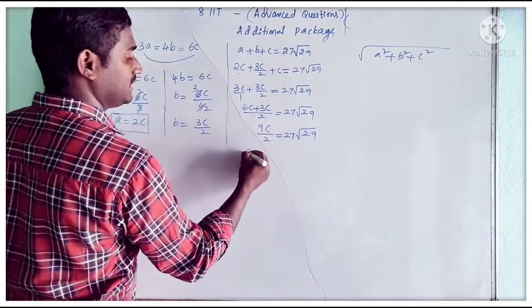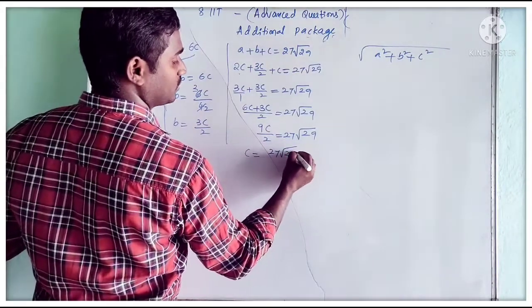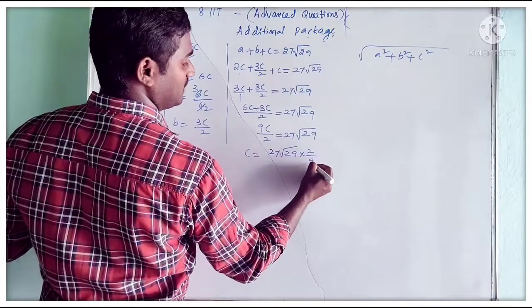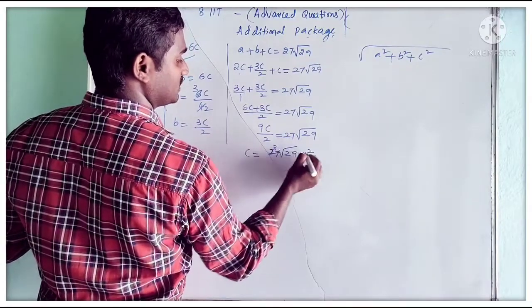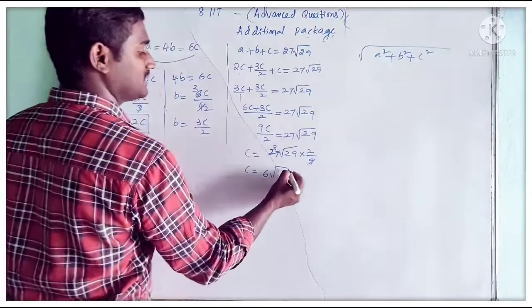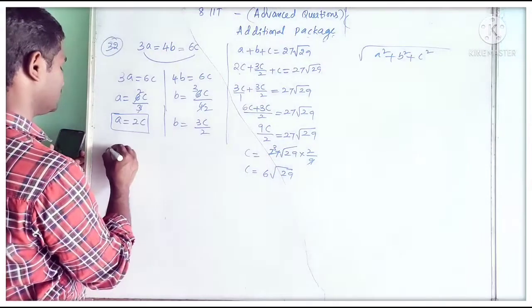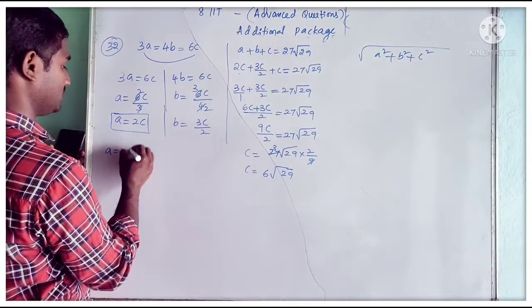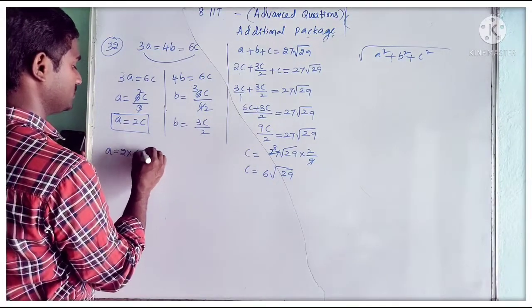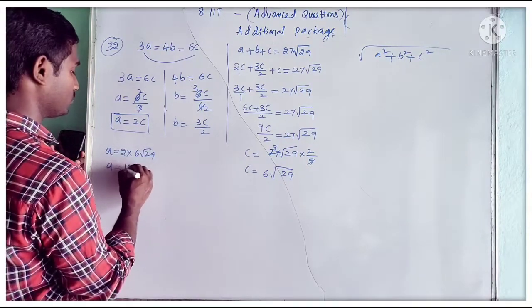So then c equal to, if you transpose the right side, 27 root 29 into 2 by 9 will come. 9 3s are 27, 3 2s are 6. So c is equal to 6 root 29. If c is equal to 6 root 29, a is equal to 2 into c, which is 2 into 6 root 29, so a equal to 12 root 29.